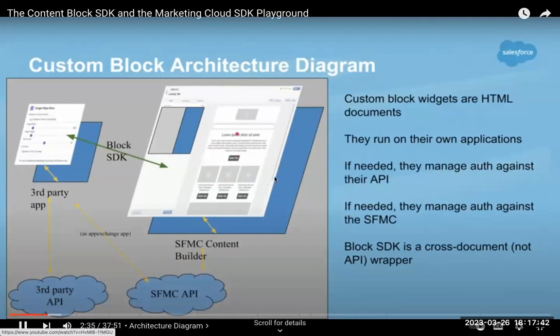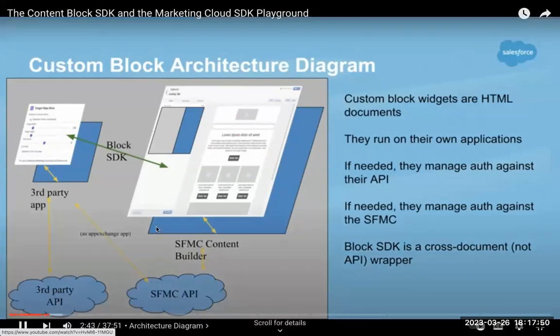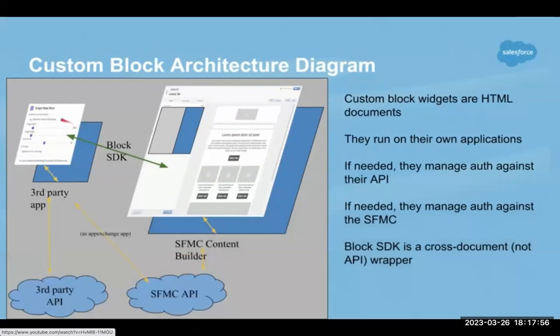What we call the content block is the piece of HTML content that we put in the email inside a slot, and that is then sent. So the content block is what lives with the email and is what is sent to a subscriber. On the other side, the experience that lets a marketer edit that content block is called the block widget. And when we say custom blocks, we mean custom block widgets that then allow marketers to create content blocks with it.